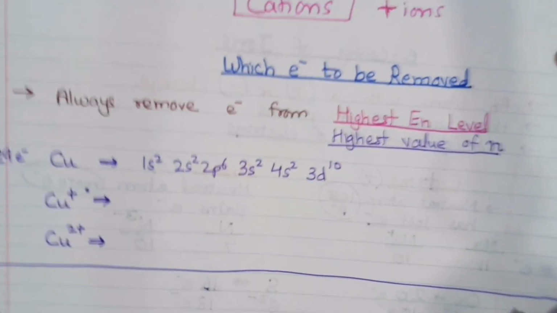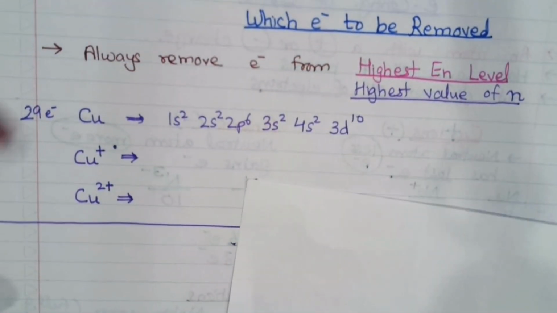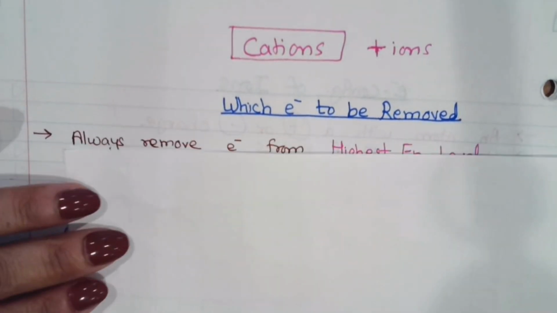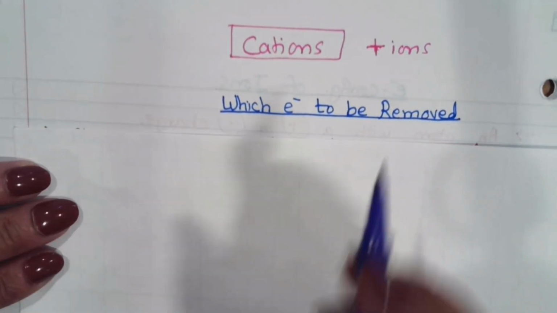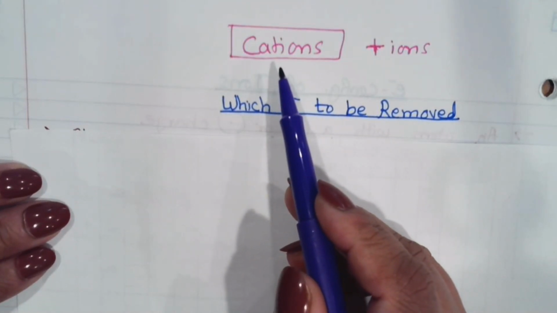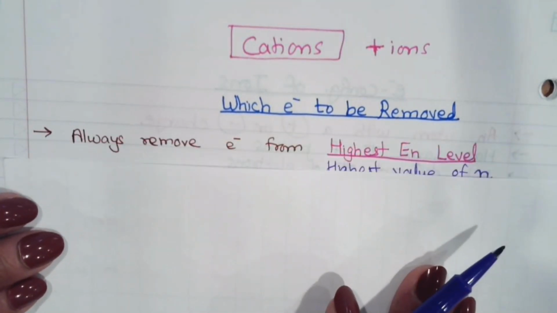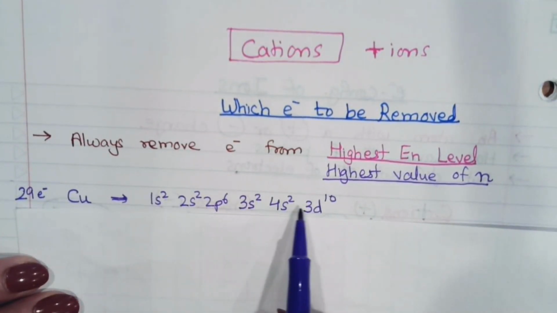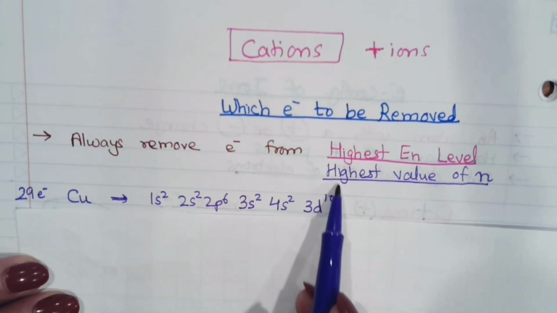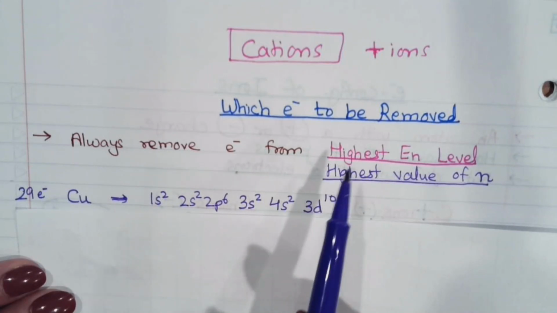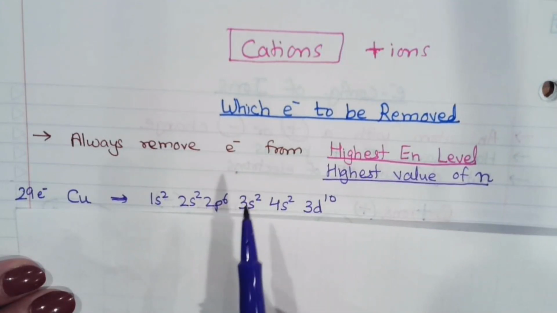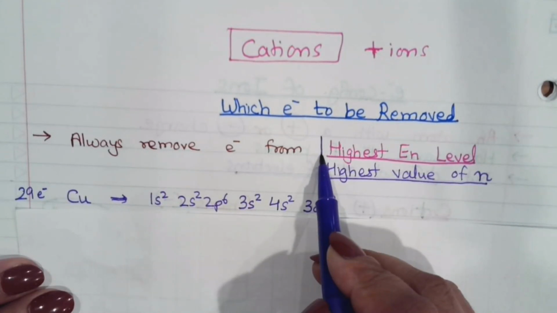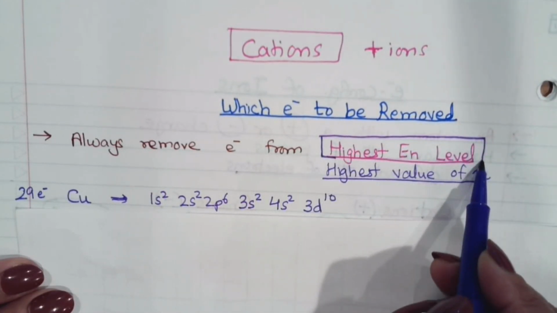Right? So now let's look at some examples on how to write down the configuration of ions. So first we are going to talk about the cations. Right? So when we write down the configuration of a neutral atom, there are so many neutral atoms like copper, right? So there are so many electrons in a copper neutral atom, right? I don't know which electrons I should remove when I'm making a cation of copper, right? So the rule is we always remove the electrons from the highest energy level.